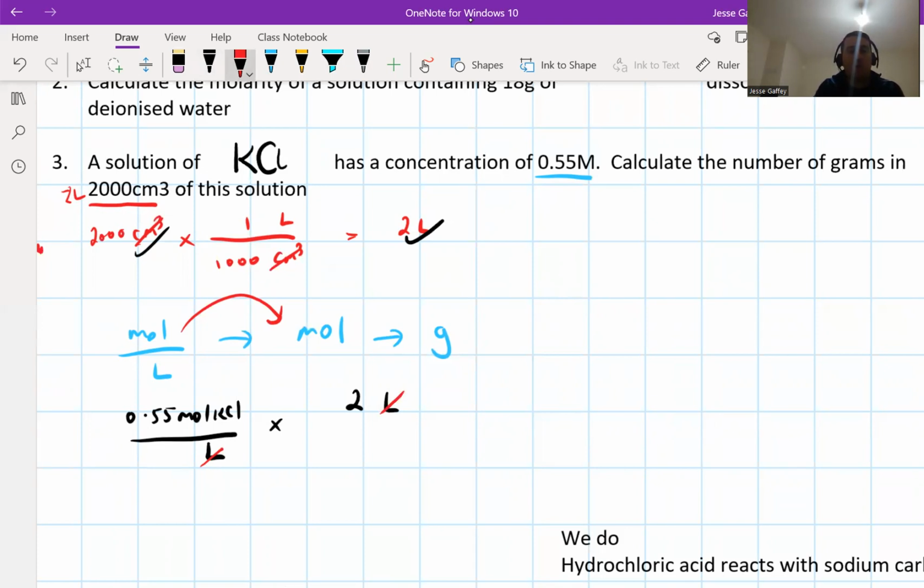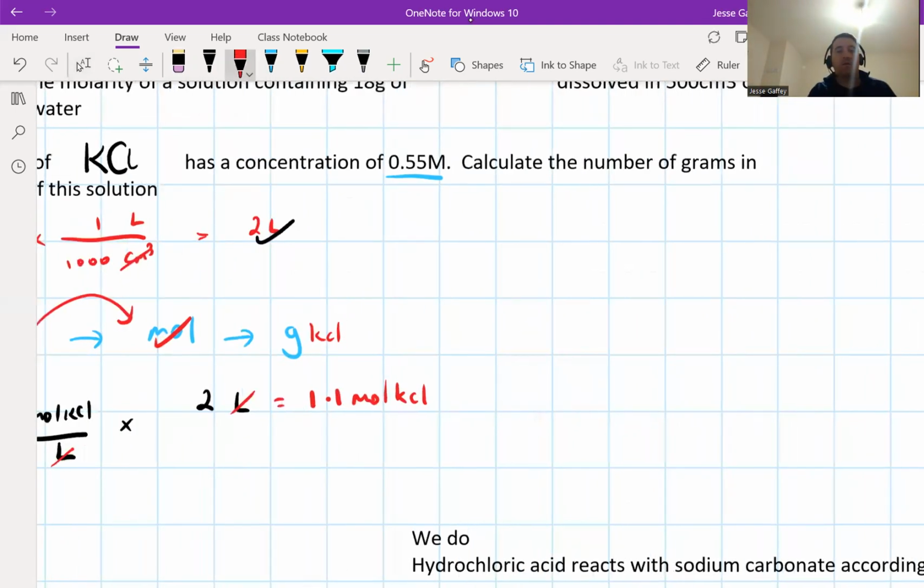Well, it's got to be more, because if this is 0.55 in 1 liter, then it's got to be, think about that, twice as much, 2 liters. So that's what I should be getting here, 0.55 times 2. And the answer I'm getting here equals 1.1 moles of KCl. All right, so that's moles of KCl, and now I want to go to grams of KCl. So again, let's pause the video and finish this off. If you were struggling with it, you should be able to finish this now.